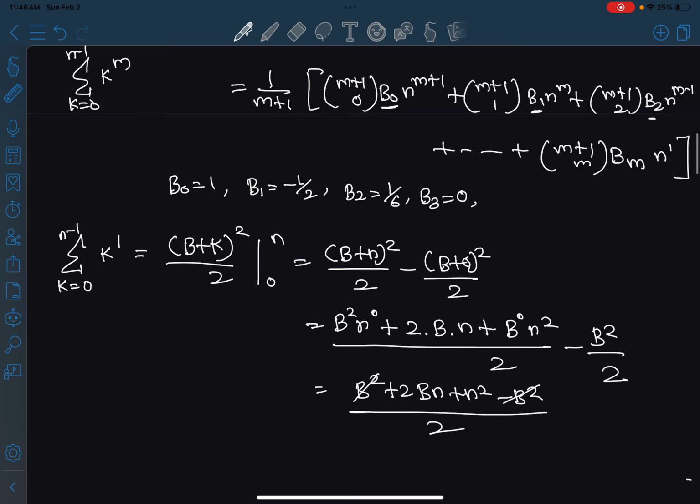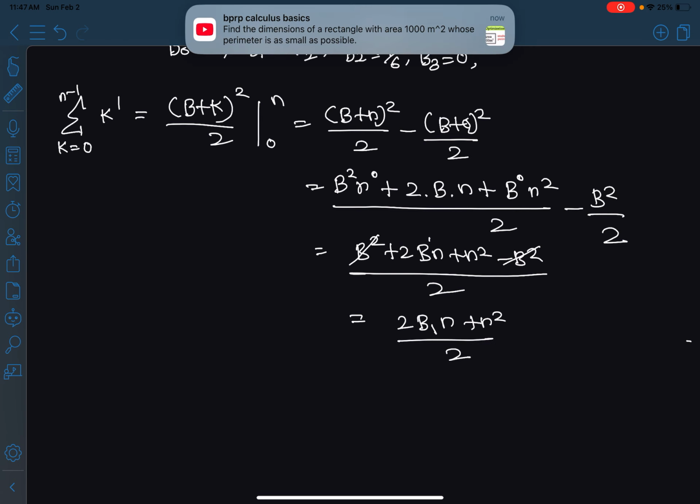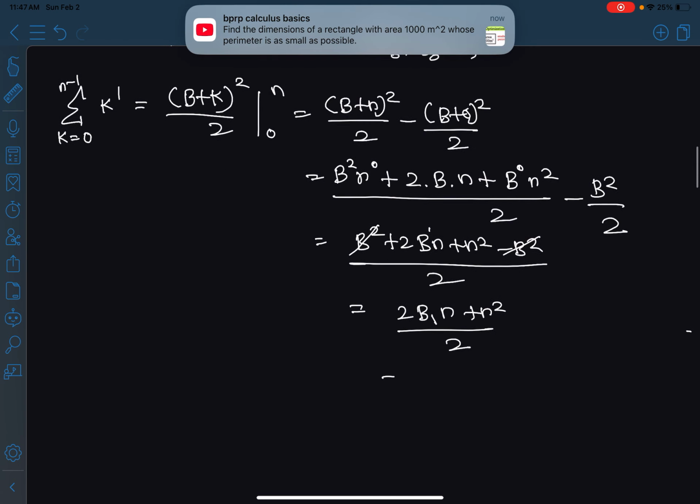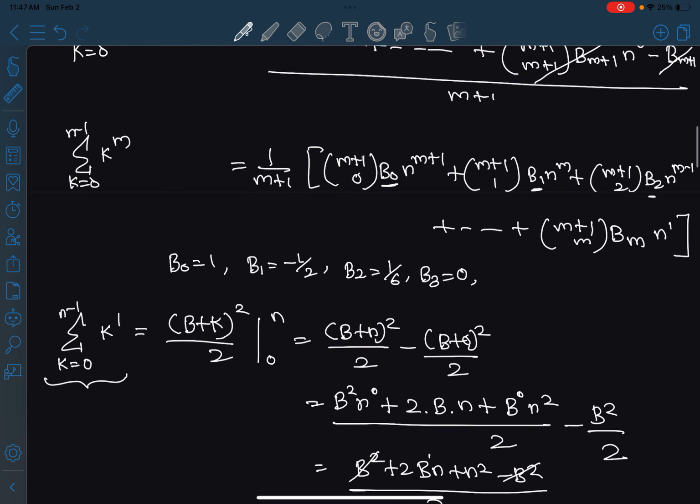b squared cancels out. And now this b to the power 1 is just like b sub 1, right? bn plus n squared by 2. b sub 1 is just negative half. So this is minus half n plus n squared by 2. That means n times n minus 1 by 2. And that's exactly the sum of the first n minus 1 natural numbers, right? If it was the first n, then it would be n times n plus 1 by 2. But for the first n minus 1, that's the formula. And it also works for any power, with n being any number.